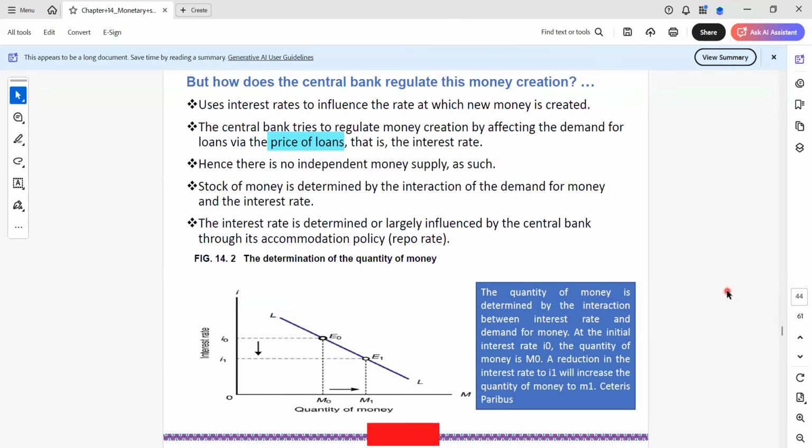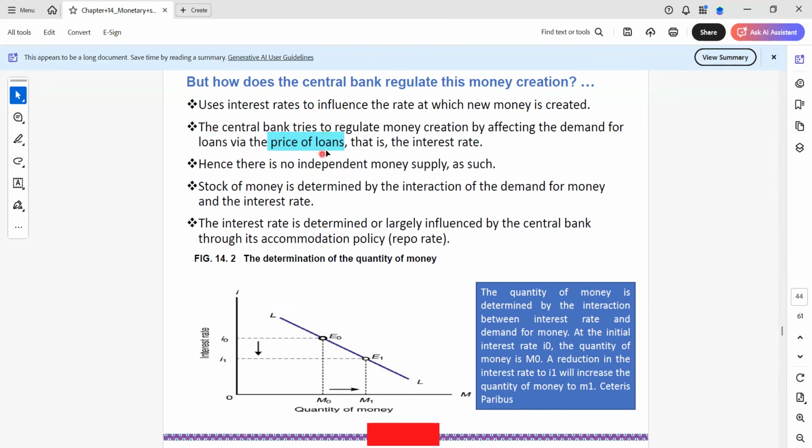So they're saying here, but how does the central bank regulate this money creation? It uses the interest rate to influence the rate at which new money is created. The central bank tries to regulate money creation by affecting the demand for loans. So, via the price of loans.